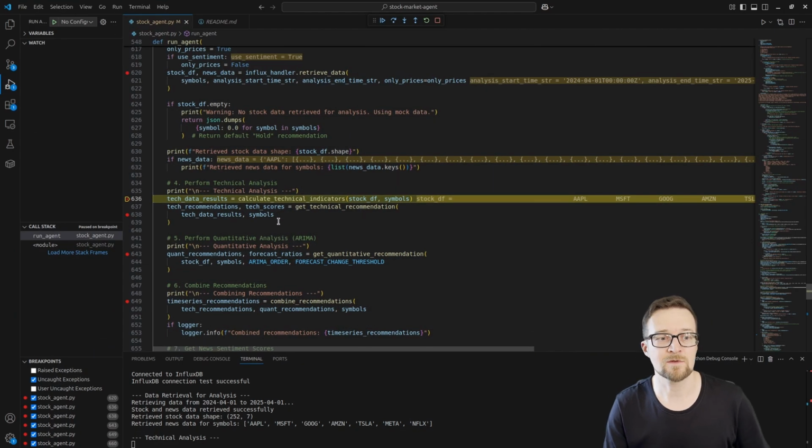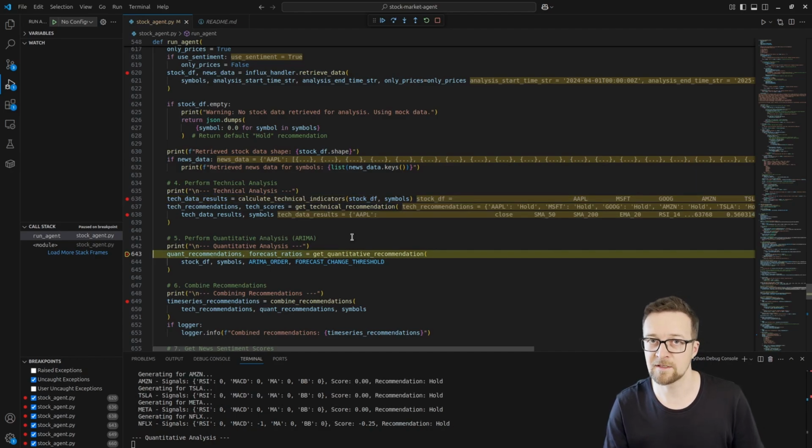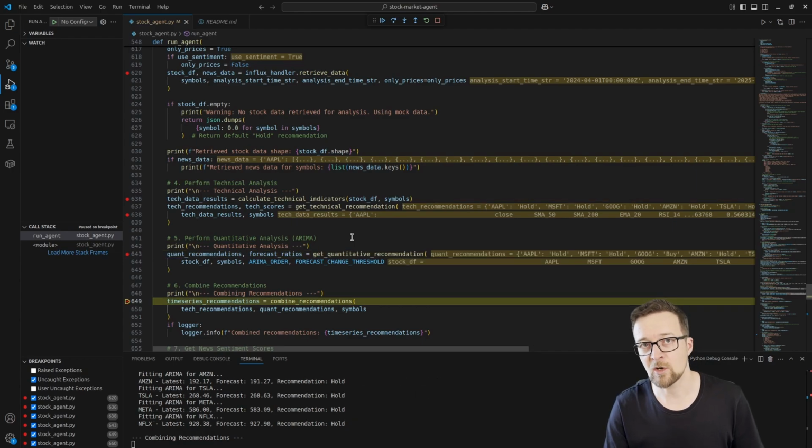Using the stock data allows us to calculate some proven stock metrics like RSI, moving averages, among others. And additionally, the quantitative analysis, where we're doing some simple stock price forecasting using the ARIMA method. And in the end, we are combining both time series metrics.